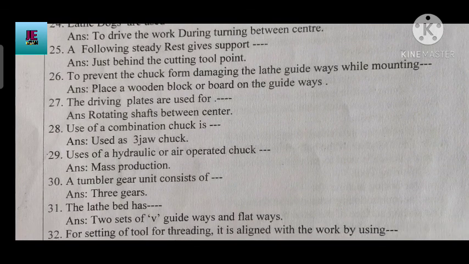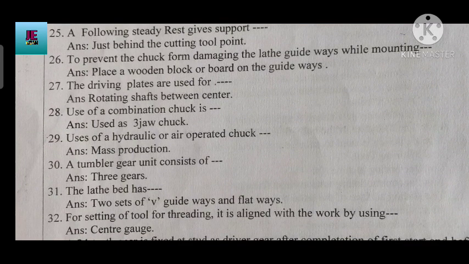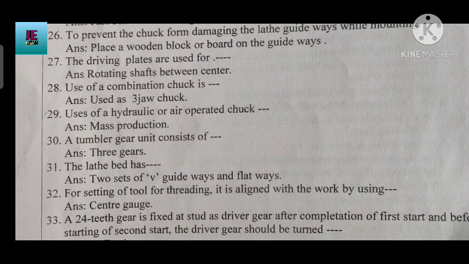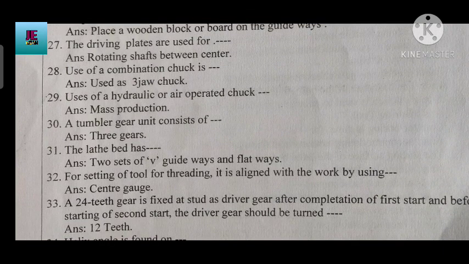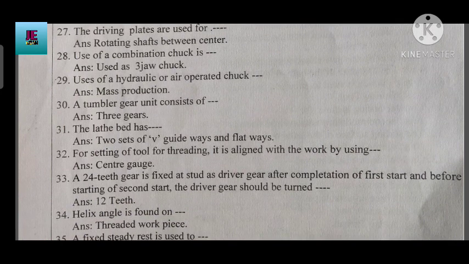Lathe bed has 2 sets of V guideways and flat ways. For setting a tool for threading, it is aligned with the work by using a center gauge. Number 33, a 24-teeth gear is fixed at start as driver gear. After completion of the first start and before starting of the second start, the driver gear should be turned 12 teeth. Helix angle is found on a threaded workpiece.